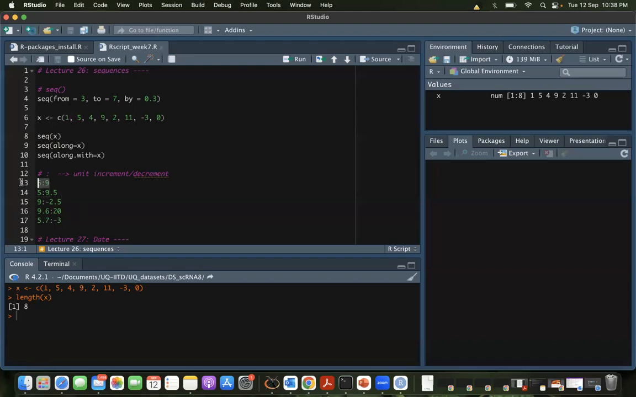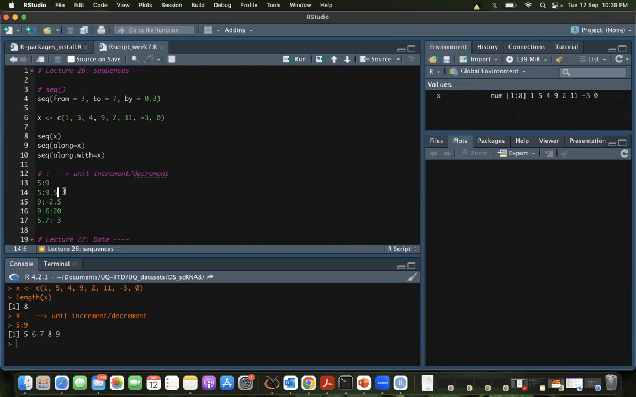Another way, which is quite simple, is especially useful if you have to make vectors where, first of all, the elements are in an order, increasing or decreasing, ascending or descending, whatever you want to call it. And they differ by unit 1. So they are either increasing one by one or decreasing one by one, right? For example, the simple one here, 5:9. The first element is 5, adding 1, 6, adding 1, 7, 8, 9. It's going to end at 9.